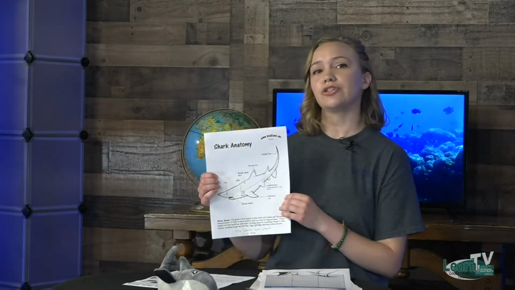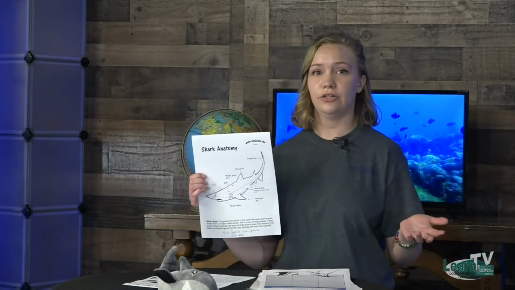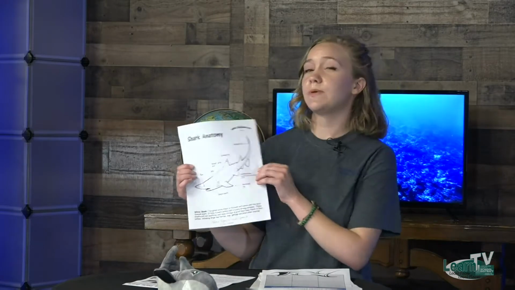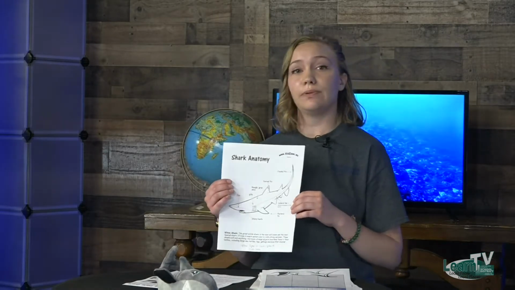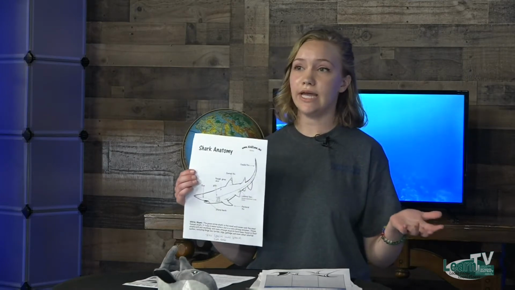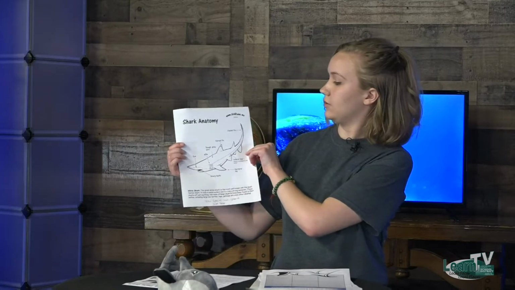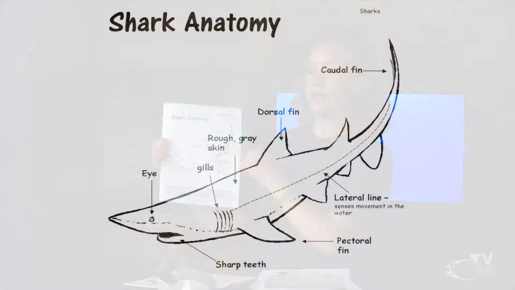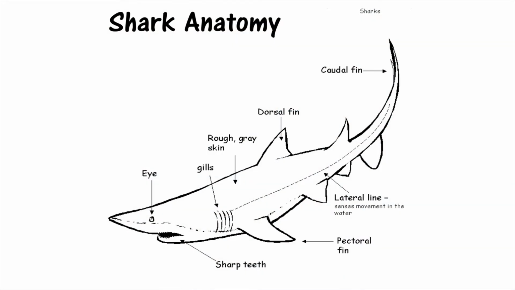And there's some things about sharks that makes them different than other fish. For instance, sharks have these really special type of scales. They're called placoid scales. And that makes them have this really tough skin, and that's really handy when they're swimming around in the ocean. Well, if you look at your shark anatomy sheet, you can see that they have really rough gray skin. Now, this is specifically talking about a great white shark. That's one type of shark, but this applies to most different types.